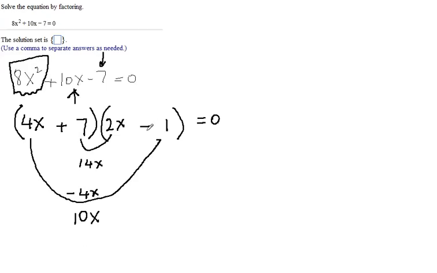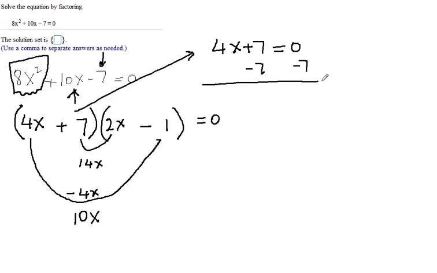Okay, so now all we have to do is equate each factor to 0. Let's start by equating 4x plus 7. 4x plus 7 equals 0. Now you need to subtract 7 from both sides. That's called the addition principle. And then we end up with 4x equals negative 7. Then we divide both sides by 4. And therefore, the first value for x is negative 7 over 4.